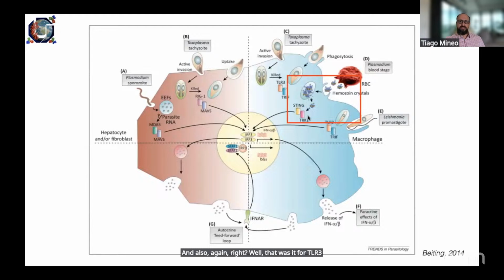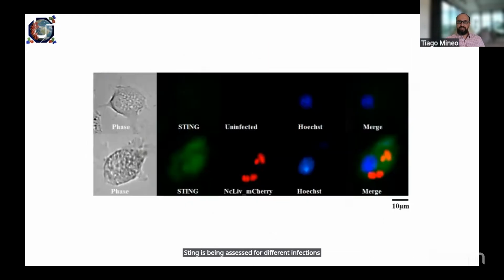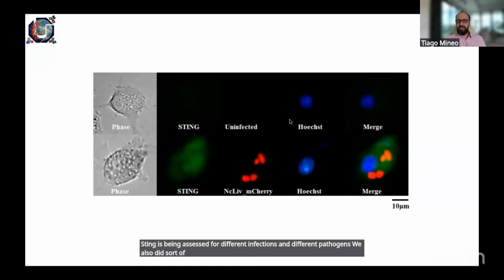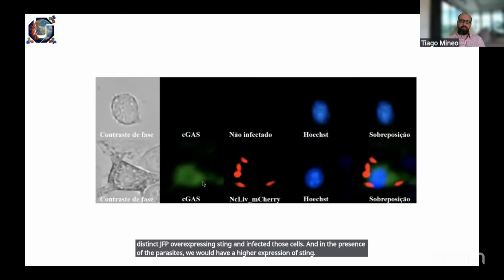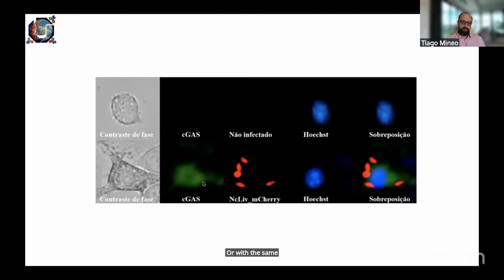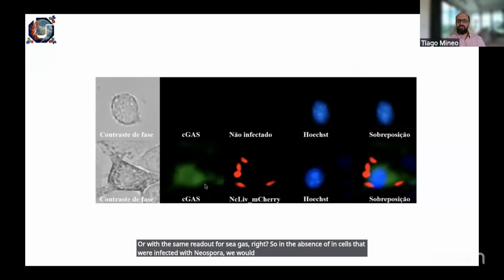Of course, STING is being assessed for different infections and different pathogens. We also did the same kind of experiments with cells transfected with STING-GFP, overexpressing STING, and infected those cells. In the presence of the parasite, we would have a higher expression of STING, with the same readout for cGAS, right? So in cells that were infected with Neospora, we would have increased expression of cGAS and STING.